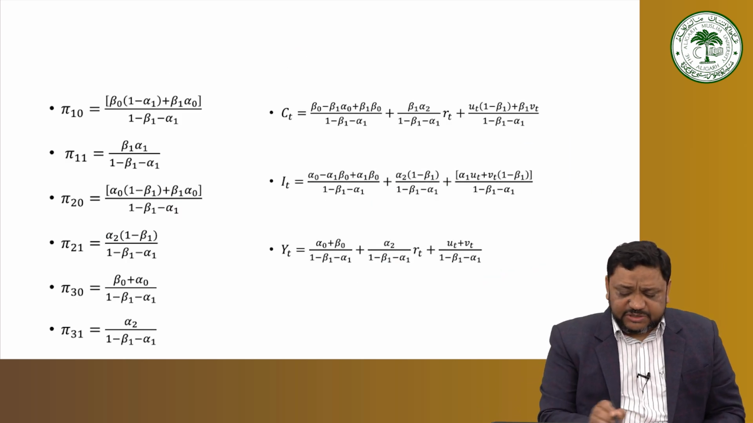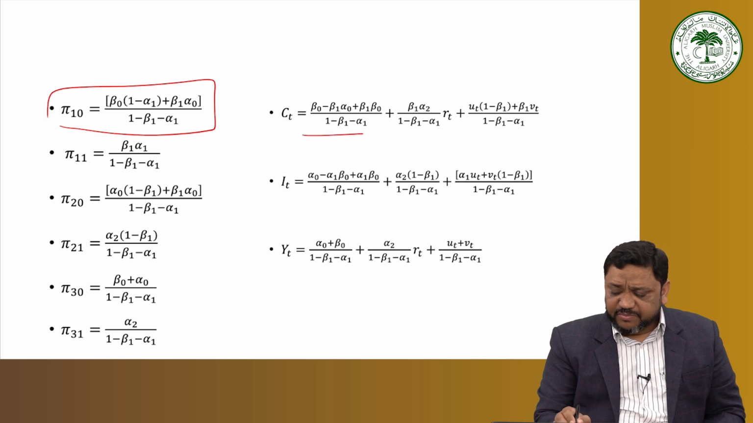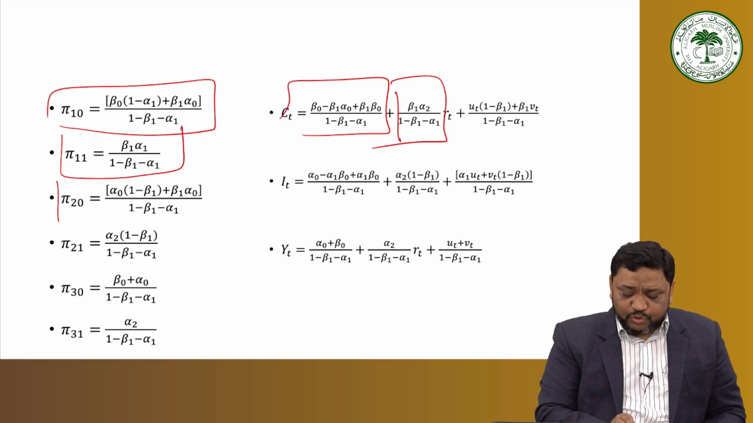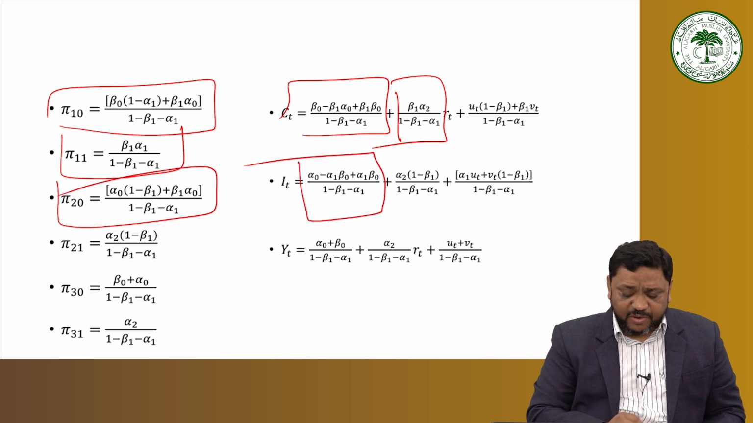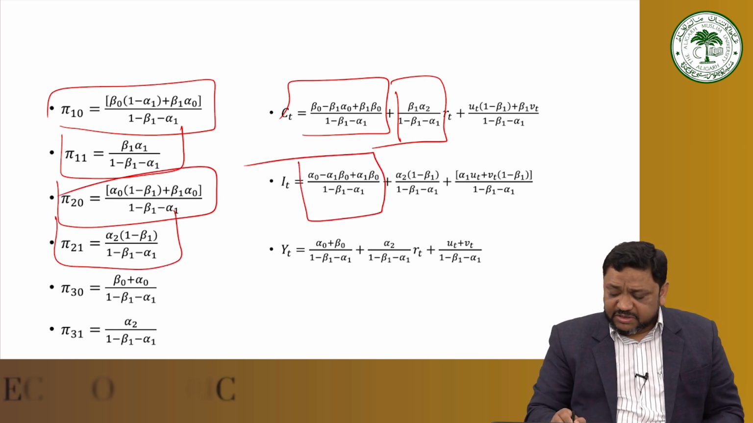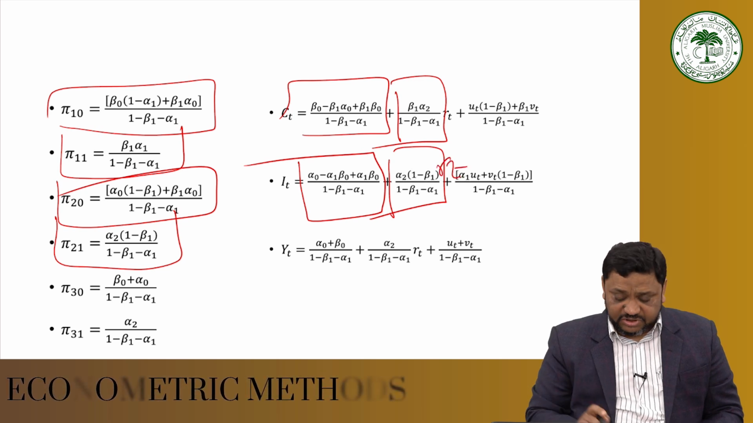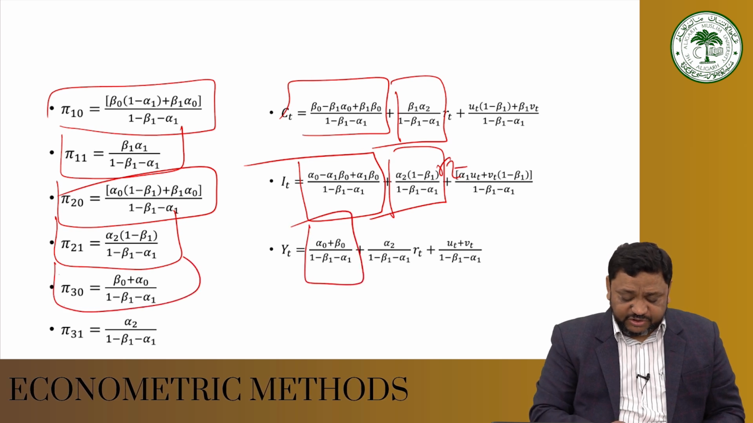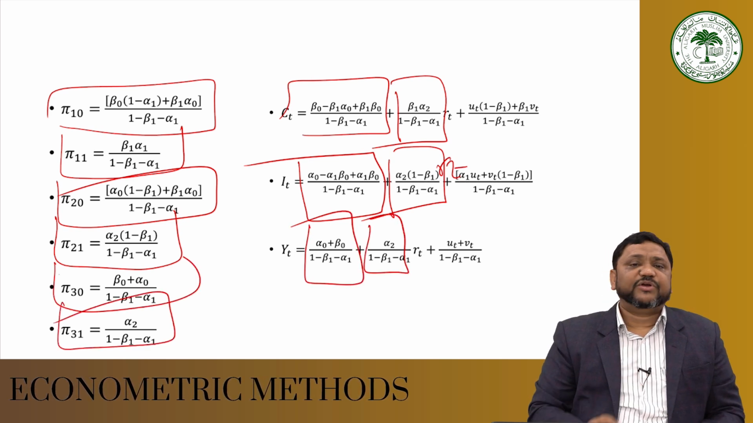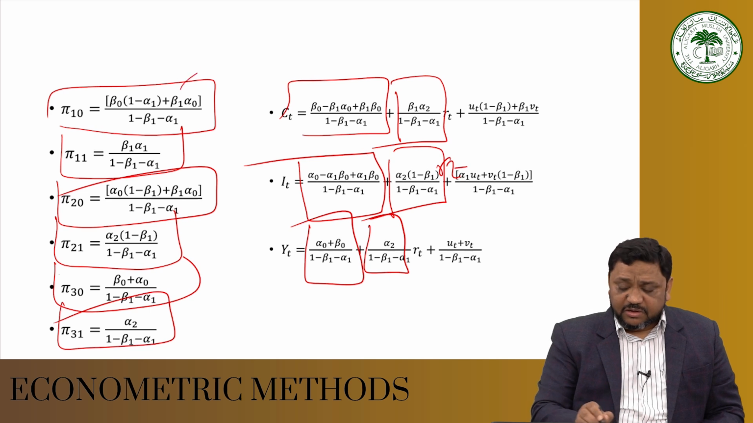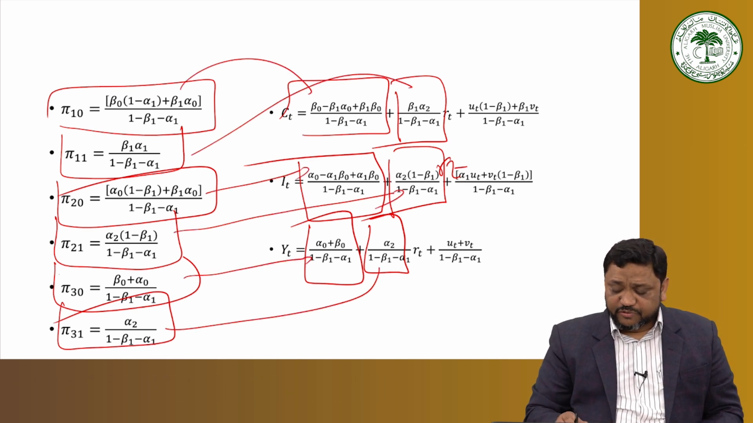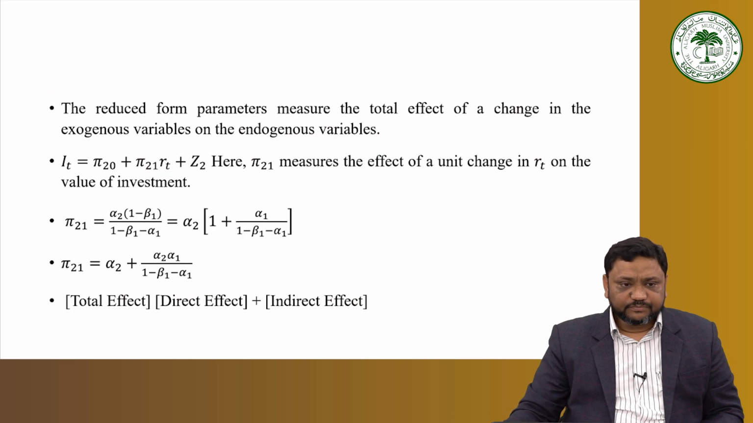So here that thing has been written in detail. Pi 10 is nothing but this function, it is written over here. Pi 11 is nothing but this function. Pi 20 is nothing but this function. Pi 21 is nothing but this function over here. Again, here also RT is missing. Please note this correction. And pi 30 is nothing but this equation. Pi 31 is nothing but this equation. So these are the equations and how you can write them as a reduced form.